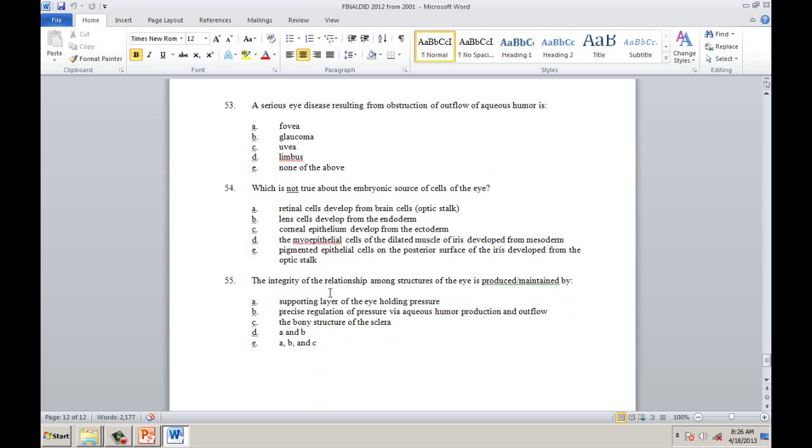Okay, the integrity of the structure of the eye is predominantly maintained by structural support of the eye holding pressure. True. You've got the wall of the eye holding pressure. Precise regulation of pressure via aqueous humor production and outflow, true. If we don't have it properly, it's glaucoma or a collapsed eye. Bone structure of the sclera. In most species, there is not a bony structure in the sclera. So the answer is D for most species. Owls do have that, but we're not talking about owls in our session.